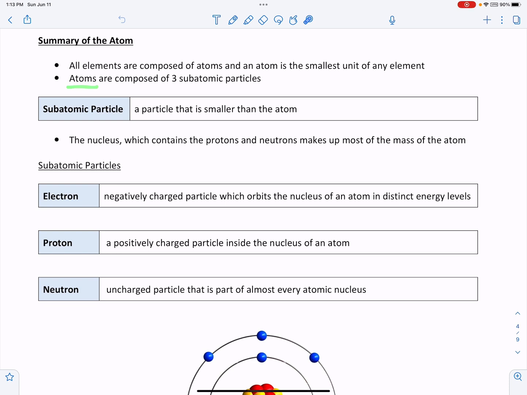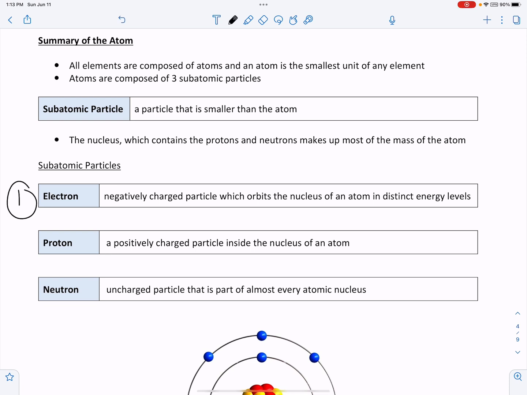They're composed of 3 subatomic particles. Sub meaning smaller than, and atomic meaning the atom. Subatomic particles are particles that are smaller than the atom. The nucleus, which contains the protons and neutrons, takes up most of the mass of the atom. So let's look at these 3 subatomic particles.